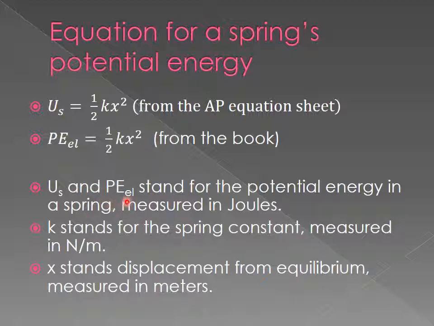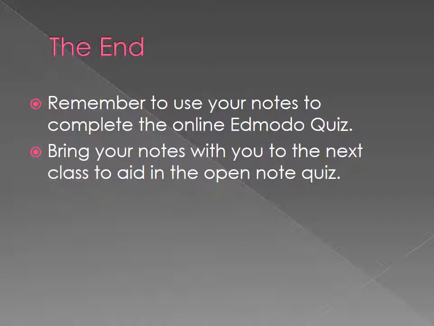US and PEEL, or potential energies, stand for the potential energy in a spring measured in joules, just like all energy. The K stands for spring constant measured in newtons per meter, and X stands for displacement from equilibrium measured in meters, just like the spring stuff was before.